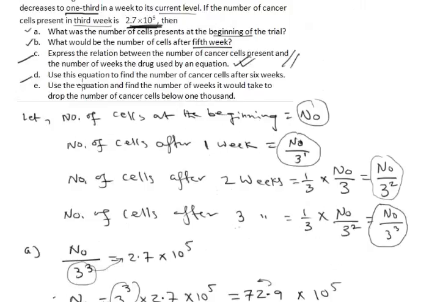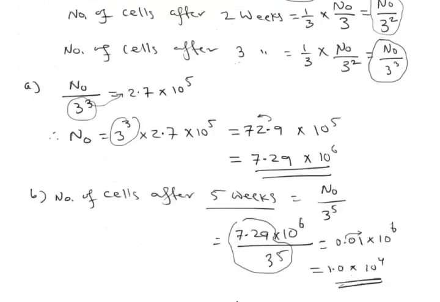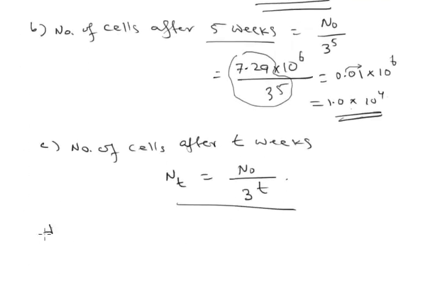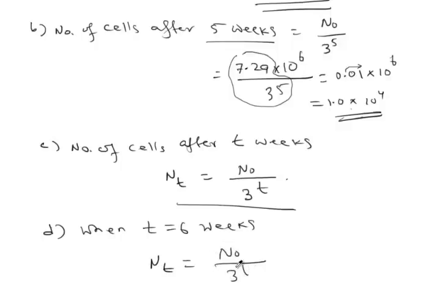Question D. Use this equation to find the number of cells after 6 weeks. So that means this is after t weeks. If t equals 6, so when the time is 6 weeks, then the number of cells nt will be n0 divided by 3 to the power 6. Now n0 we know, which is 7.29 times 10 to the power 6, divided by 3 to the power 6.